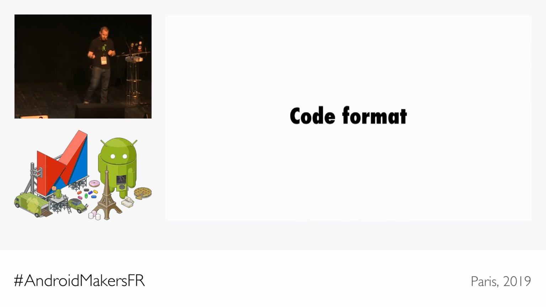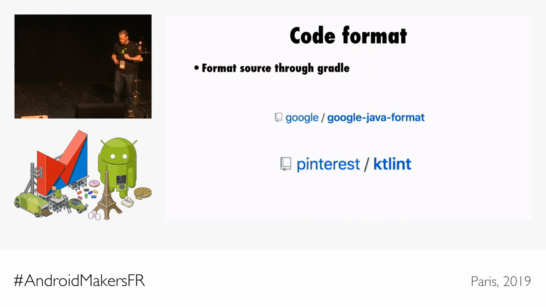One example of that is we can actually format in an automated sort of fashion from Gradle. One example of that is the Google Java format, which, as the name implies, formats Java code. The other one is Pinterest KTLint, which again has a mode to where we can automate the formatting of our code without any sort of human intervention.